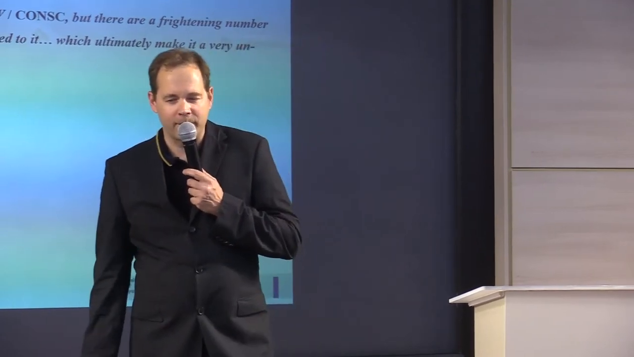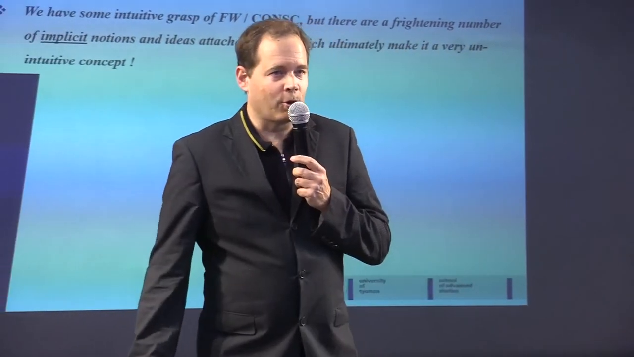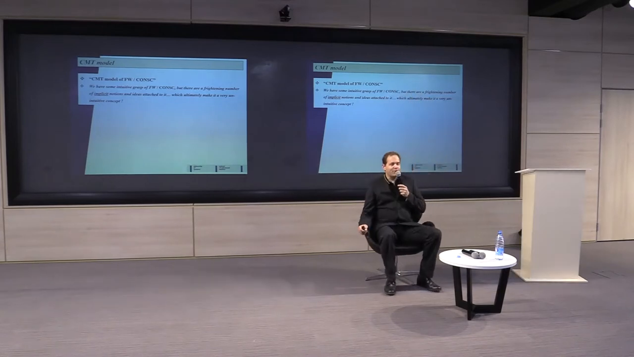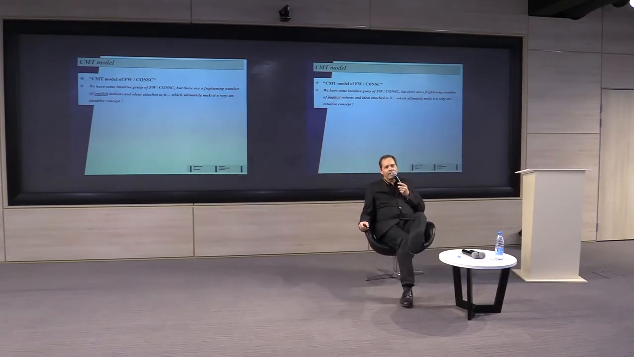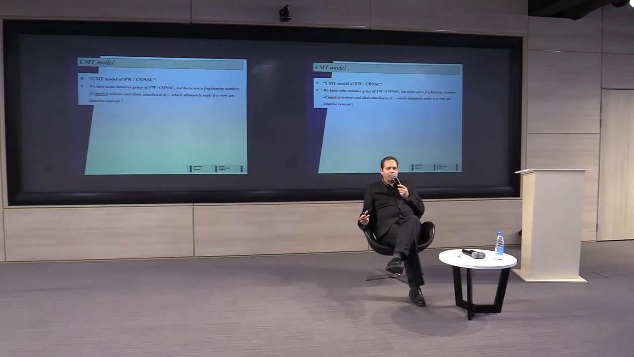So one of the main ideas of the research we have been doing here is simply that we all use the words consciousness and free will, just as we use the words car and evening. But if you think about it, these concepts are very complex. That's one of the conclusions we came to. There is a frightening number of implicit ideas linked to these concepts. And as you know, one of the tasks of philosophy is to make these implicit notions explicit.